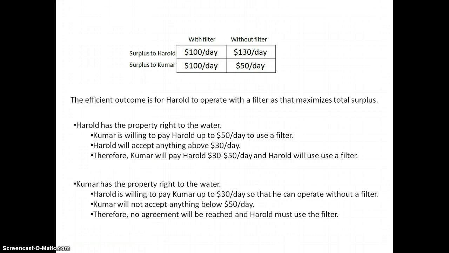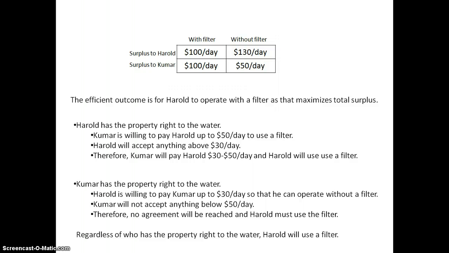And notice that regardless of who has the property rights, the efficient outcome will be achieved. That is, Harold will use the filter. And there's no need for government to get involved and say, let's tax Harold for the pollution that he creates. Harold and Kumar can just come together and negotiate an agreement.